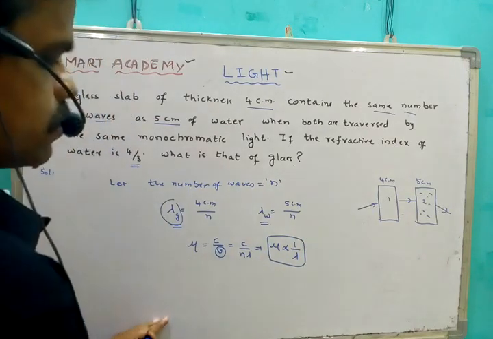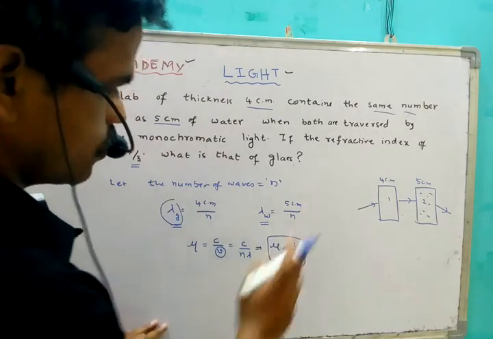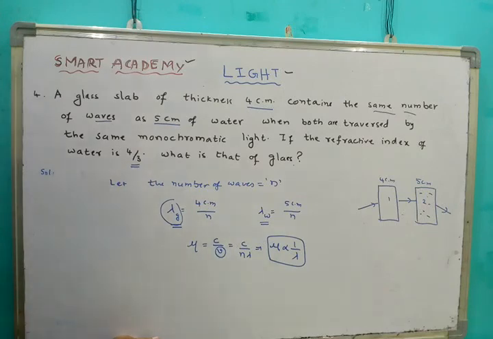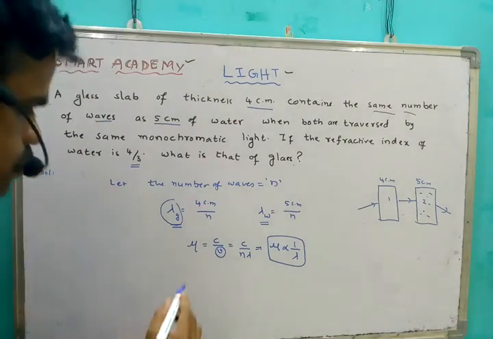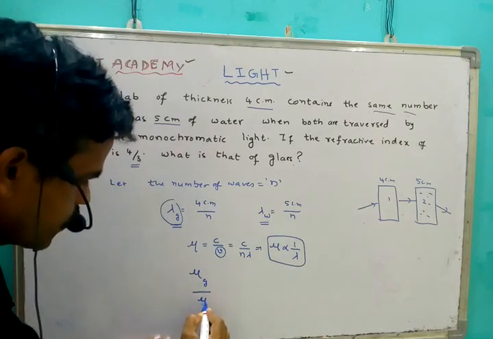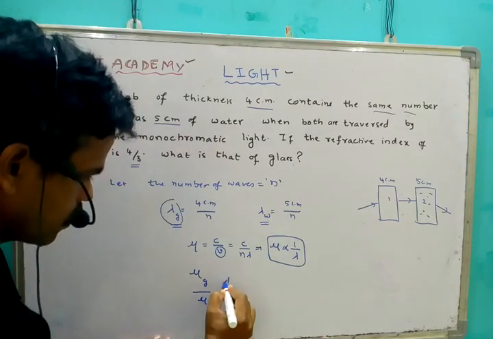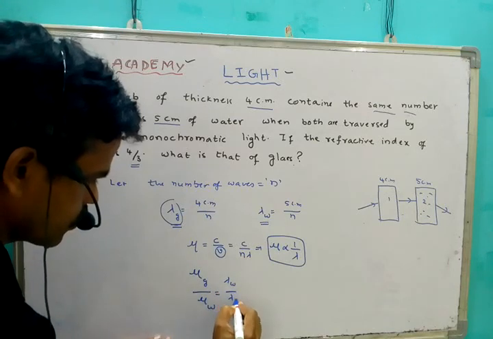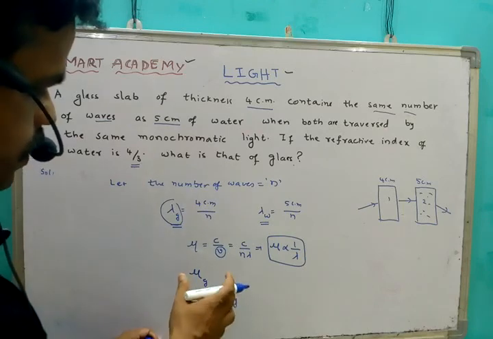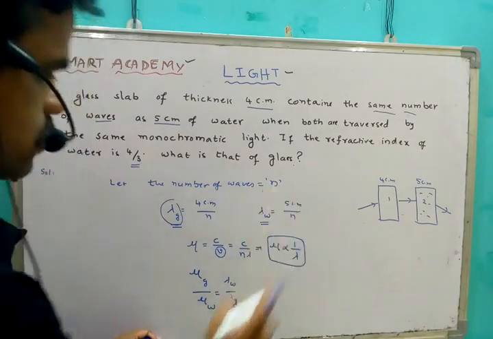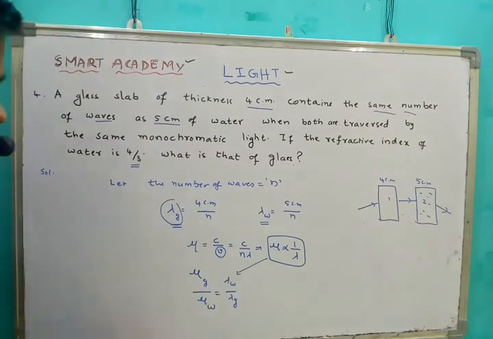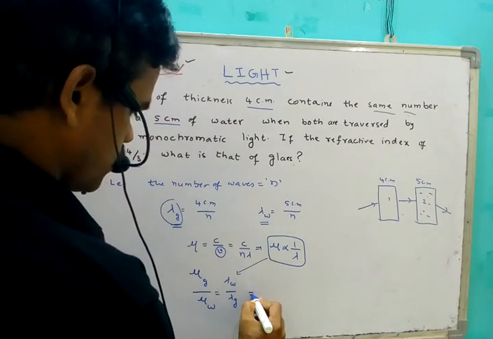So from this relation, the refractive index is inversely proportional to the wavelength of light travelling in a medium. Here we have two mediums, glass and water, so mu g by mu w equals lambda w by lambda g. From this relation we conclude that the refractive index is inversely proportional to wavelength. Now just substitute the values.